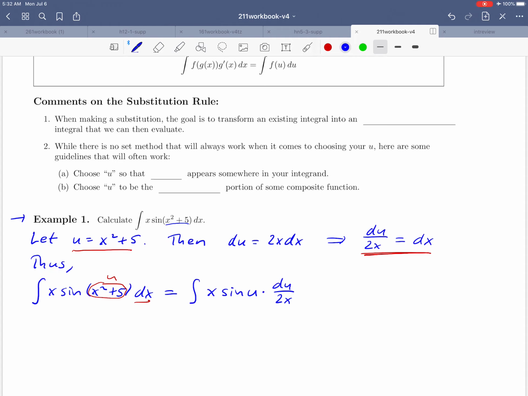Then we look at that and ask, does anything cancel? Notice that there's an x in the numerator and the denominator, so we can get rid of it. And that's a really good sign. When we use this technique, we'd like all of the x's to go away. What's left over is just an integral that has u's in it. We might also notice here that there's a 2 in the denominator. That's a constant, and so we can pull that constant outside of the integral as a 1/2.